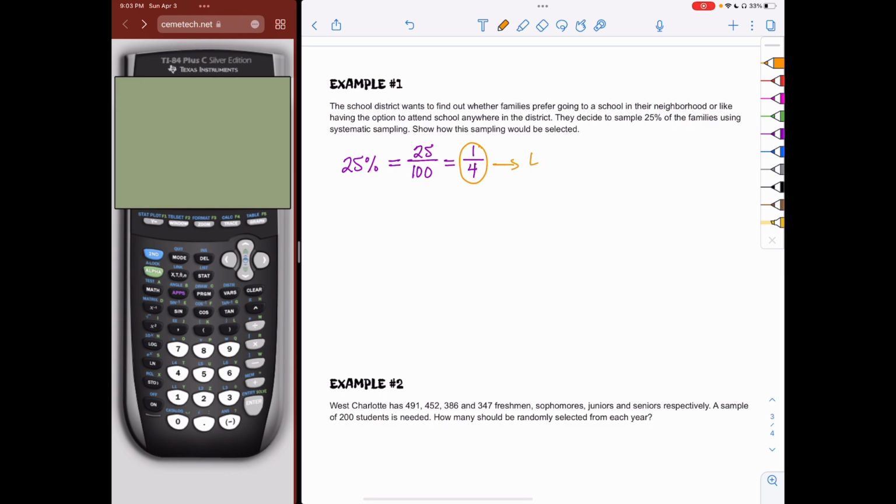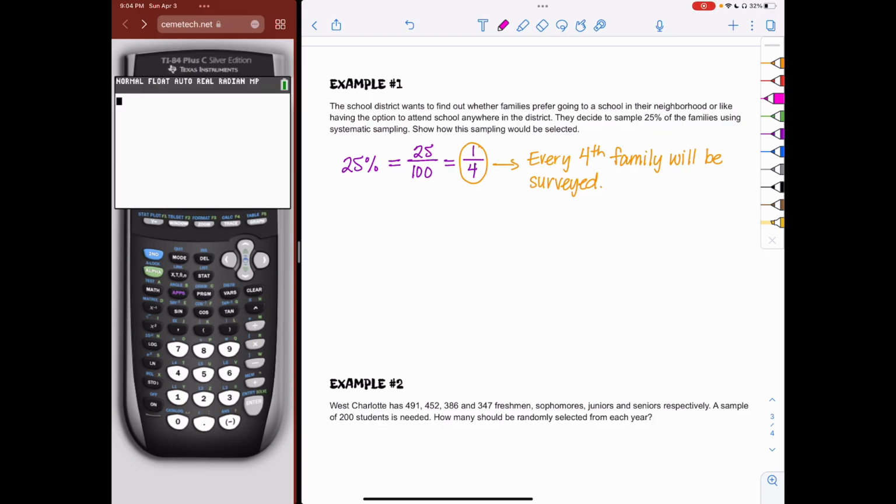So here I can say every fourth family will be surveyed. What we have to find out is what number family is going to be the starting family. So we want to pick a random number between 1 and 4, and then from there, we're going to increase by 4.